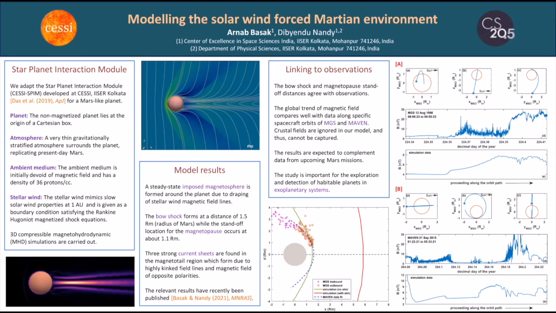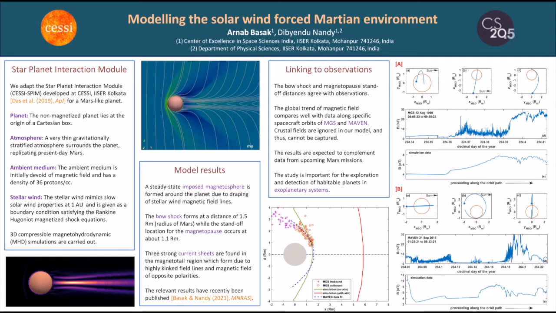The planet Mars lacks an intrinsic magnetosphere due to the absence of a once active dynamo process that existed billions of years ago. In this study, we present results of 3D compressible magnetohydrodynamic simulations of the interaction between the wind from a Sun-like star and a Mars-like planet using the star-planet interaction module. A non-magnetized planet is considered, which hosts a very thin atmosphere, and the stellar wind follows magnetized shock conditions.